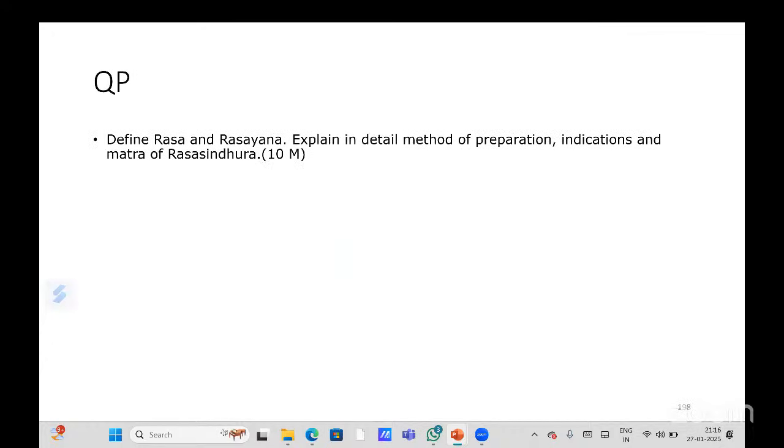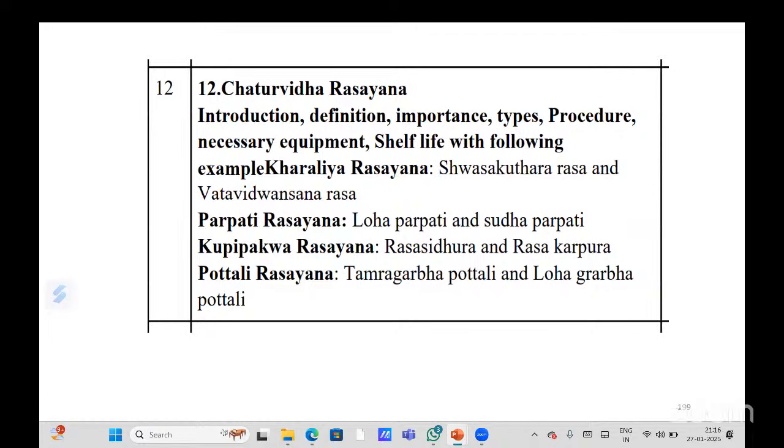Okay, so this syllabus point is Chaturvidya Rasayana: introduction, definition, importance, types, procedure, necessary equipment, shelf life, with the following examples. Like they may ask, describe the Khalviya Rasayana with an example of Swasakuthara Rasa. Describe the Parpati Rasayana with the example of Sudha Parpati. Describe the Kupipakwa Rasayana with the example of Rasa Sindura, etc.